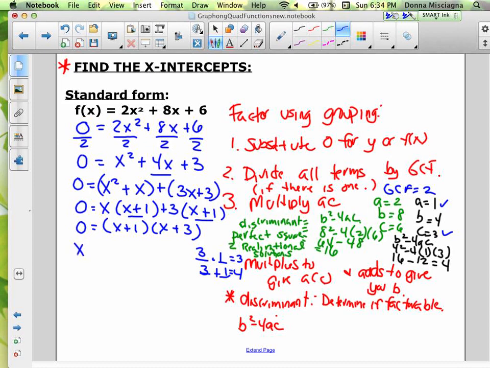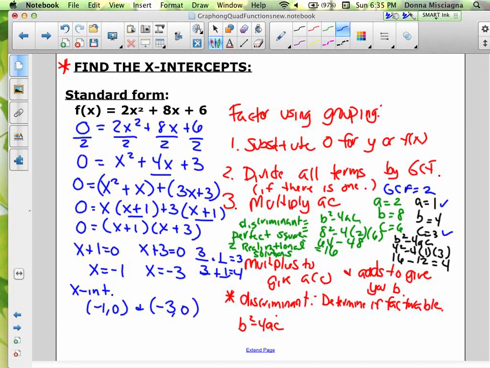All we have to do is set those equal to 0 to find our solution. So x plus 1 is equal to 0. You subtract 1 from both sides. X is equal to negative 1. X plus 3 is equal to 0. Subtract 3 from both sides. X is equal to negative 3. All right, so that means we have two x-intercepts, and they are at negative 1, 0, and negative 3, 0. And that's all there was to it, right?